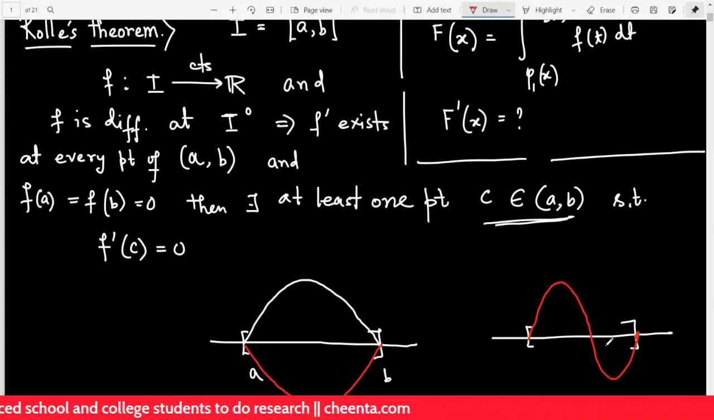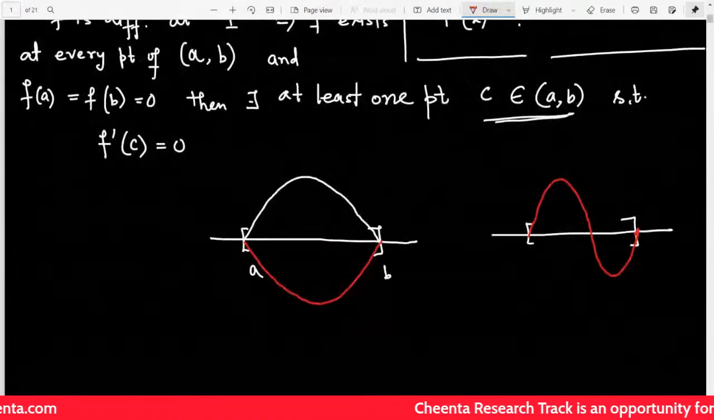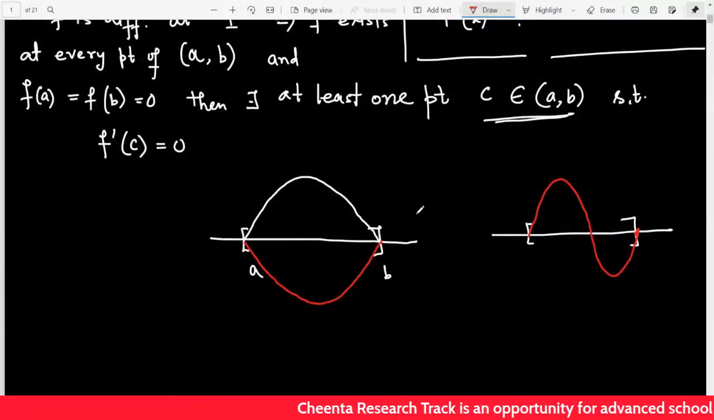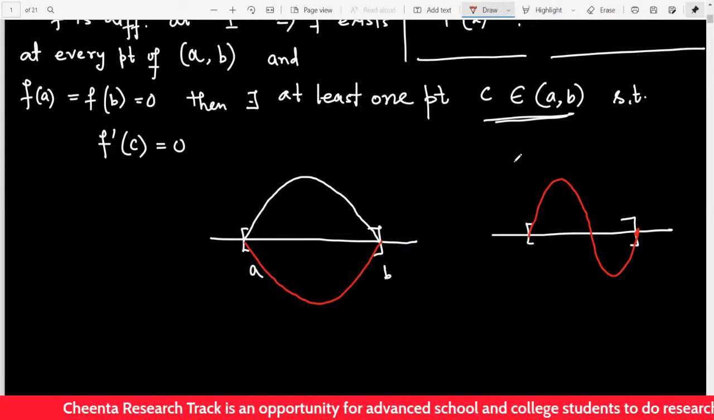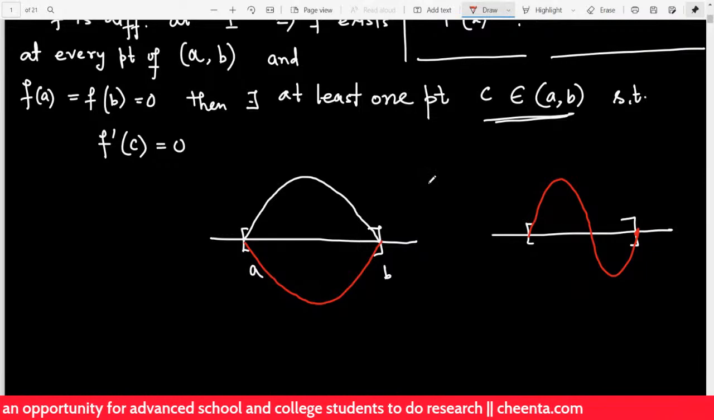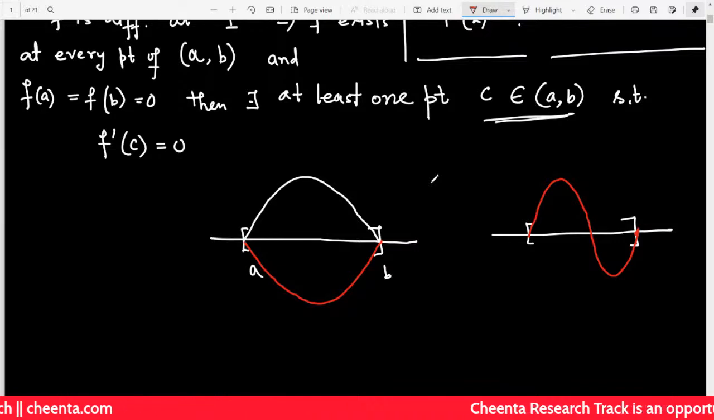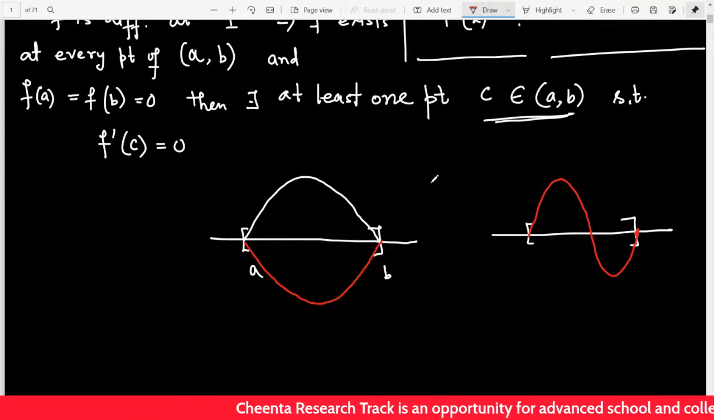So these are the types of patterns. I'm trying to maintain the fact that it either has a maximum, a minimum, or it attains both maxima and minima. So when f of A and f of B are 0 and there are no points where the function takes values below 0, that means f of A and f of B are the minimum points. So these are the facts.